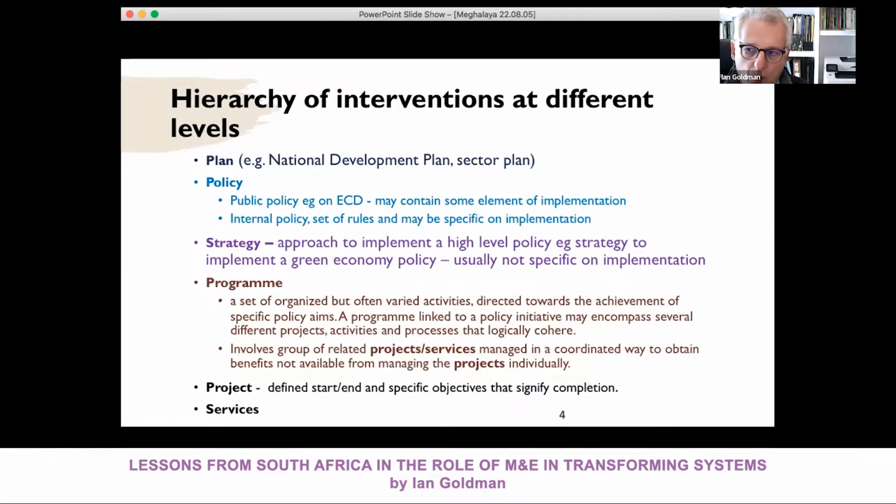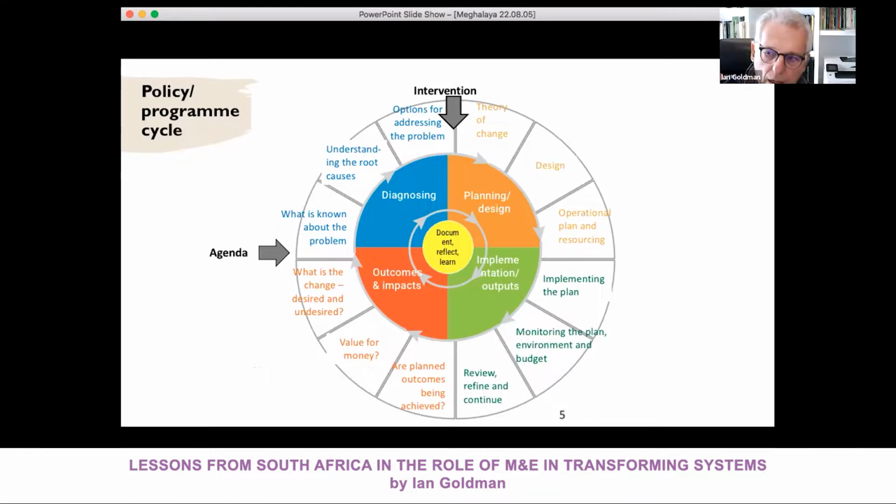So, of course, when I talk about M&E and the policy or program cycle, we're talking about all these different levels, and these words are used interchangeably: plans, policies, strategies, programs, projects, services. And I'm applying it to all of these levels. And what I want to start with is what we call the policy or program cycle. This is something we've used in the Department of Planning, Monitoring and Evaluation, where I was the Deputy Permanent Secretary, but also in training with many countries.